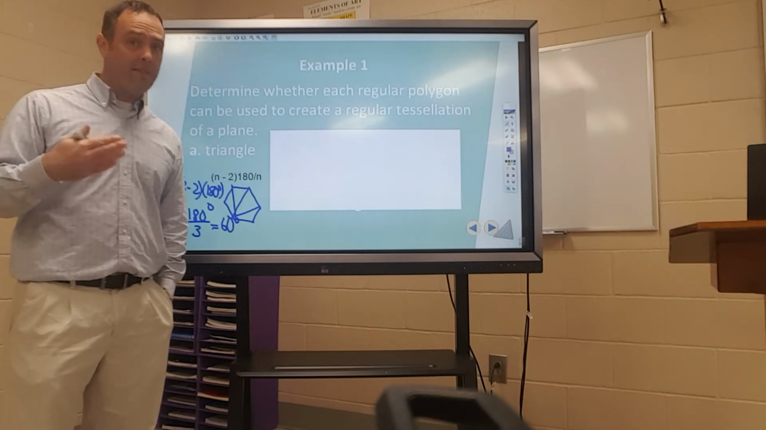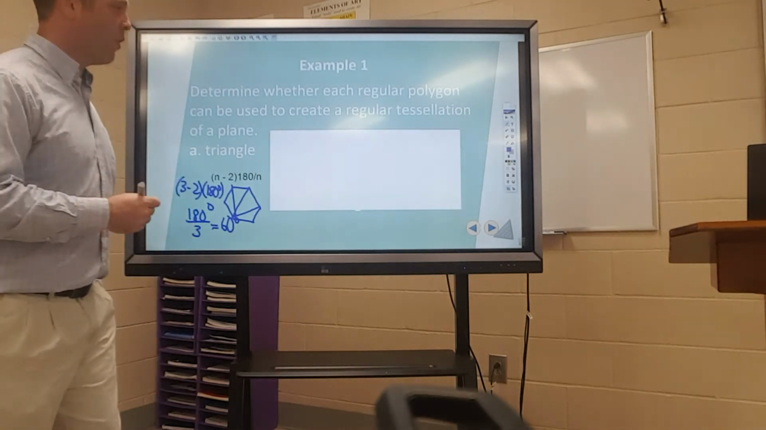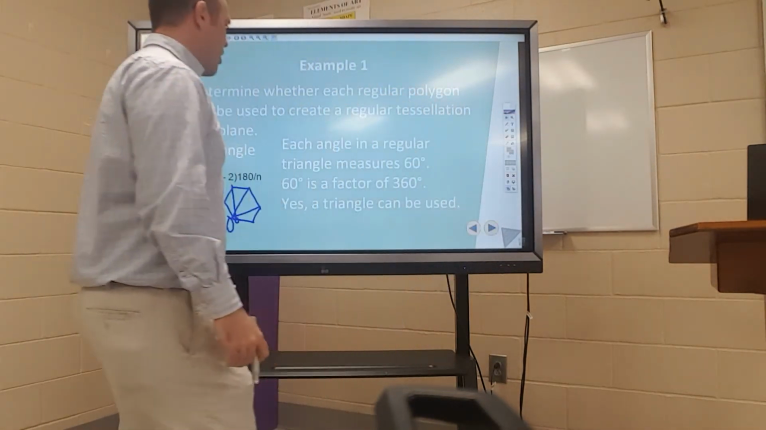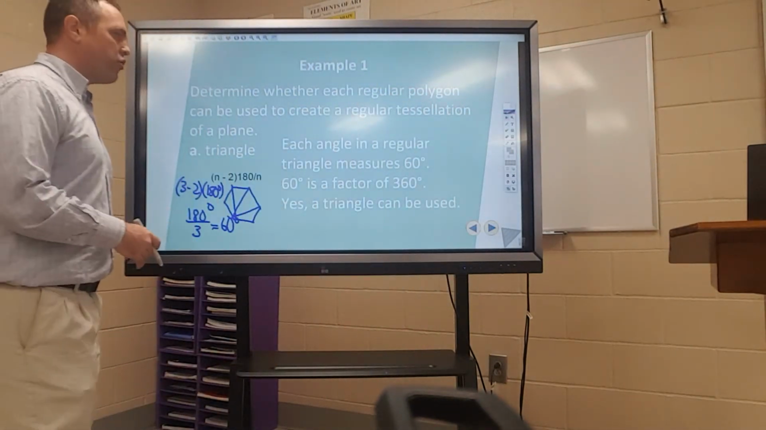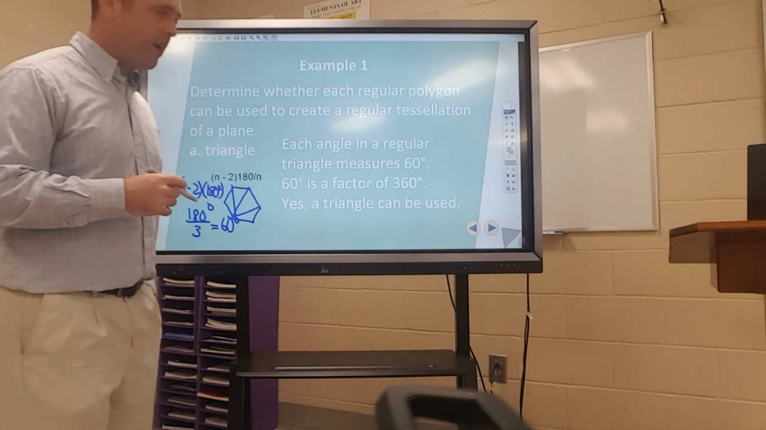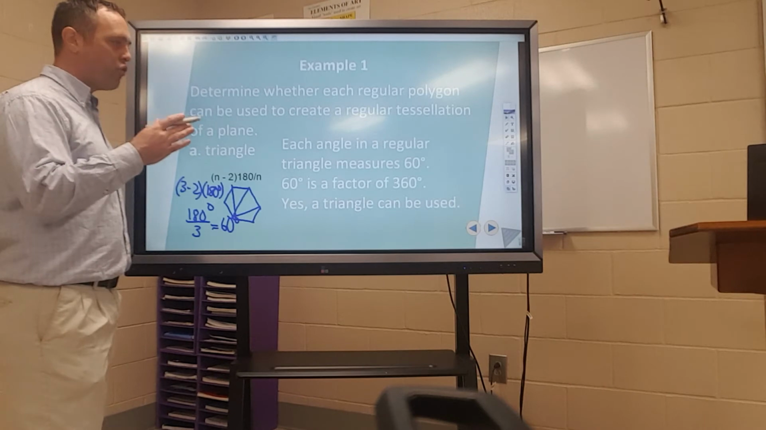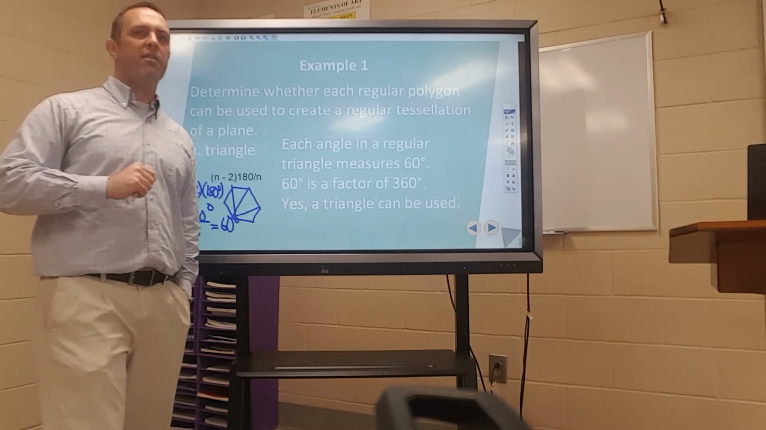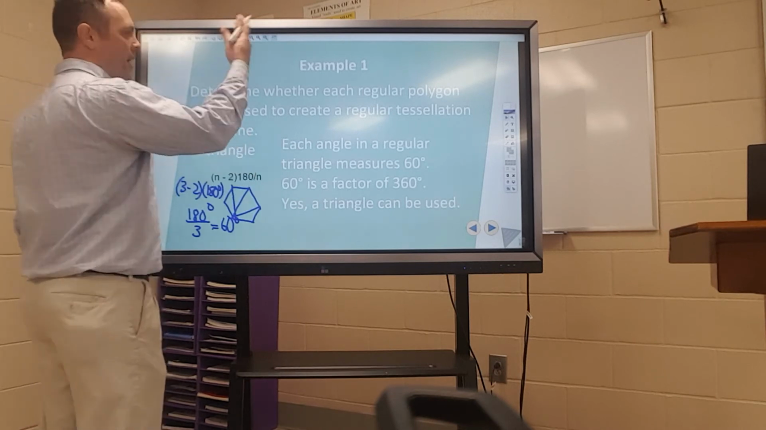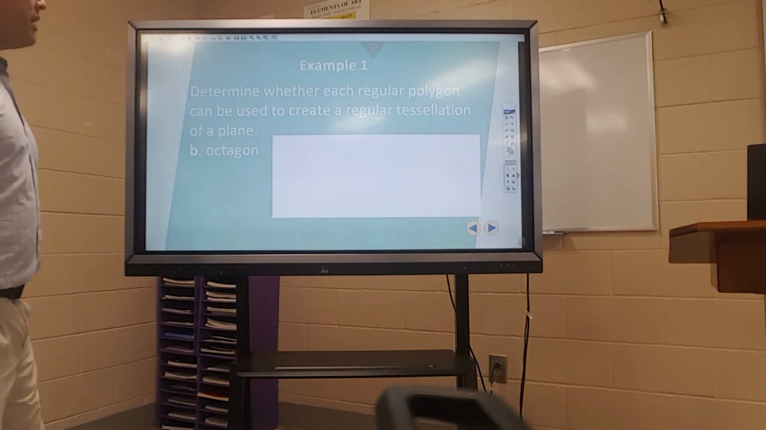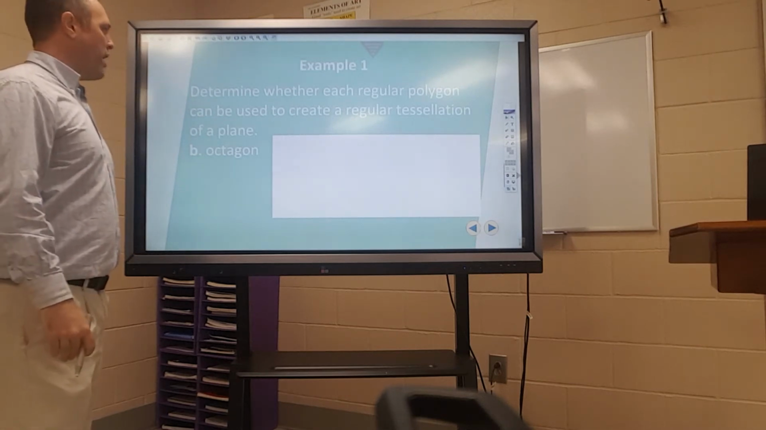Now, 360 divided by 60, does that go in evenly? Yes, it does, and we'll see that right here. Each angle in a regular triangle measures 60 degrees. 60 degrees is a factor of 360, meaning it's divisible. So yes, a triangle can be used. It can tessellate. We can take triangles and piece them together to make a tessellation. Like we said, we can do this in design.